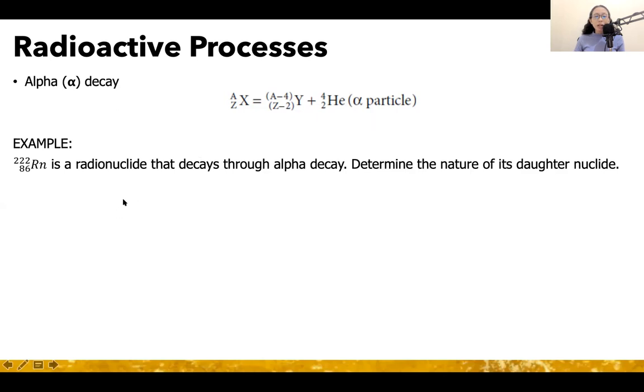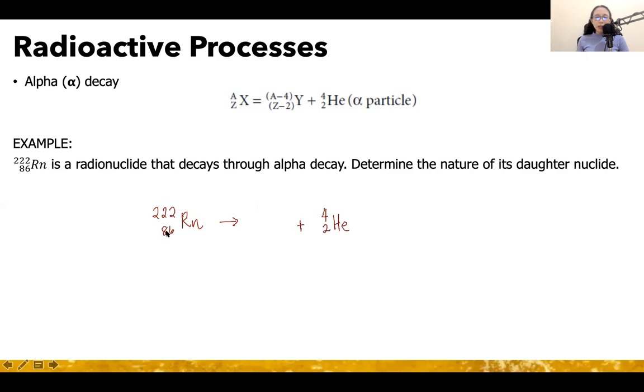So for example, you have a radon 222. This is a radionuclide that decays through alpha decay. So determine the nature of its daughter nuclide. And now we have to apply what we learned on how to write your nuclear reactions. So you have your parent nuclide, radon 222. It undergoes alpha decay. So definitely you have an alpha particle getting released.